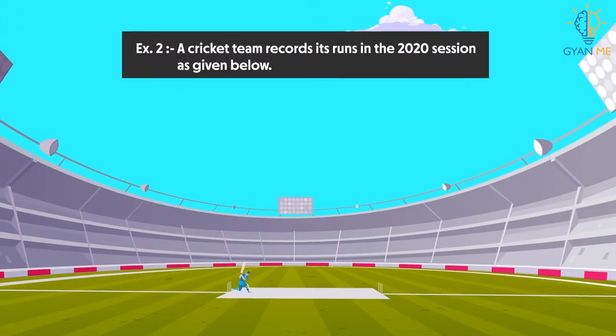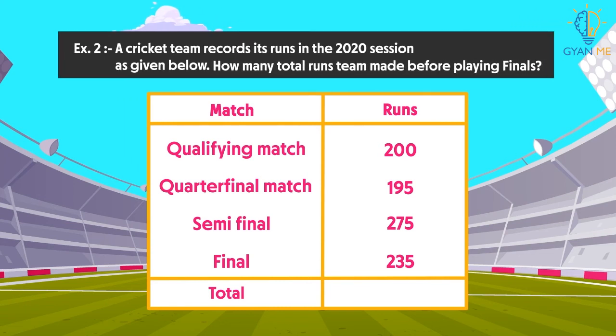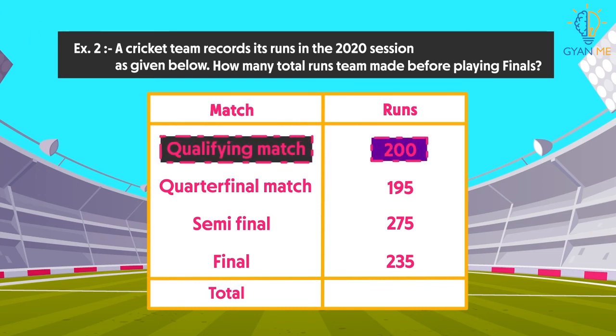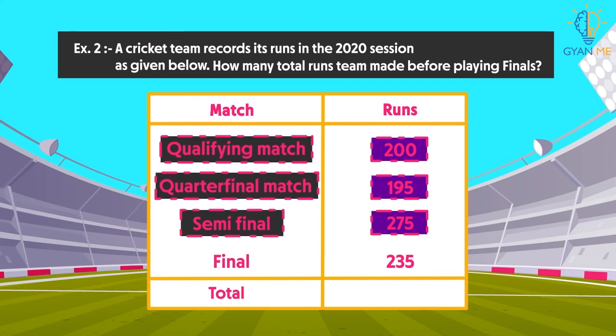Let us see one more example, which says a cricket team records its runs in the 2020 season as given below. Now we want to find out how many total runs the team made before playing the finals. From the above table, we can observe that the team's individual match scores are 200 runs in the qualifying match, 195 runs in the quarterfinal match, 275 runs in the semi-final match, and 235 runs in the final match.